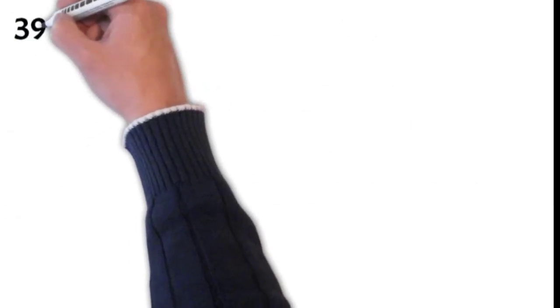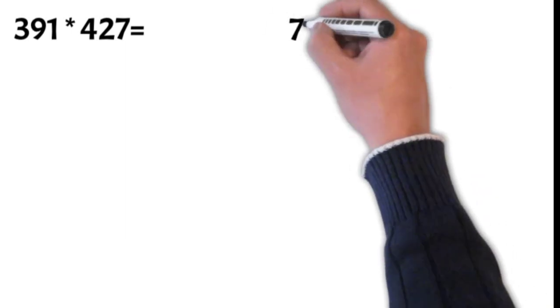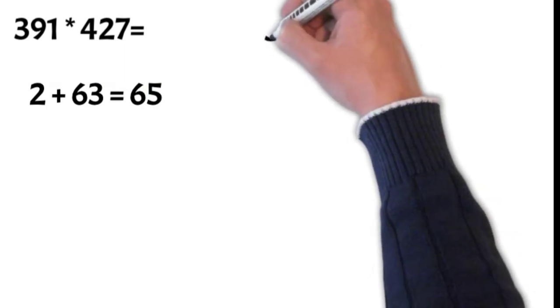Now let us do a sum little faster. 391 into 427. In the first step, we have to cross multiply 7 into 1, that is 7. Put the 7 as your last answer. Then in the second step, we have to cross multiply the last two numbers, that is 2 into 1 we get 2 and 9 into 7 we get 63. Add those numbers, we get 65. Put 5 as your second last answer and keep 6 for the third step.